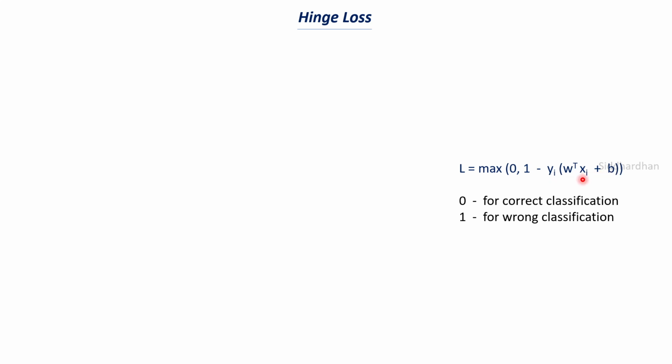So this value can be 1, minus 1, 2, minus 3, any values, right? So this yi can be only two values. It is 1 or minus 1. So yi is nothing but your true label. Okay, and we know that we will take 0 for correctly classified data points and 1 for wrongly classified data points.